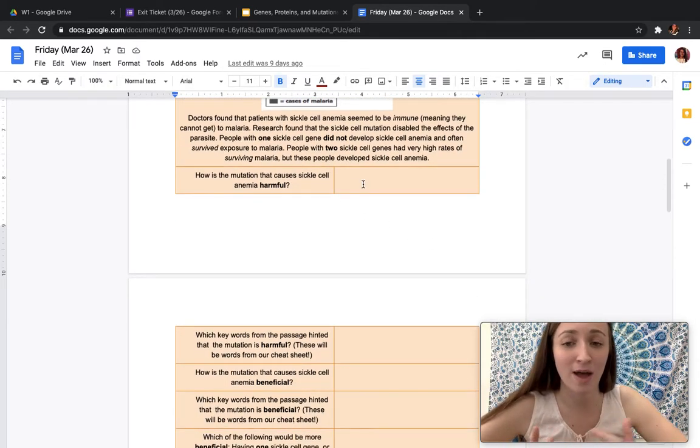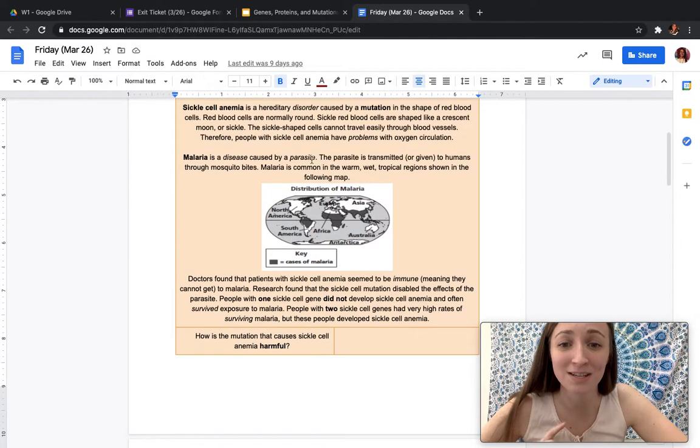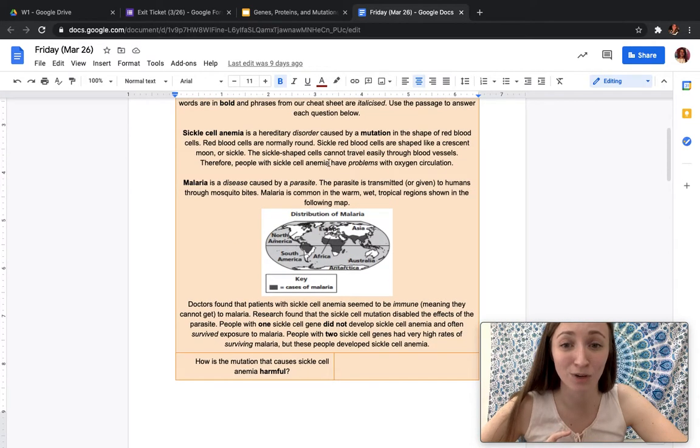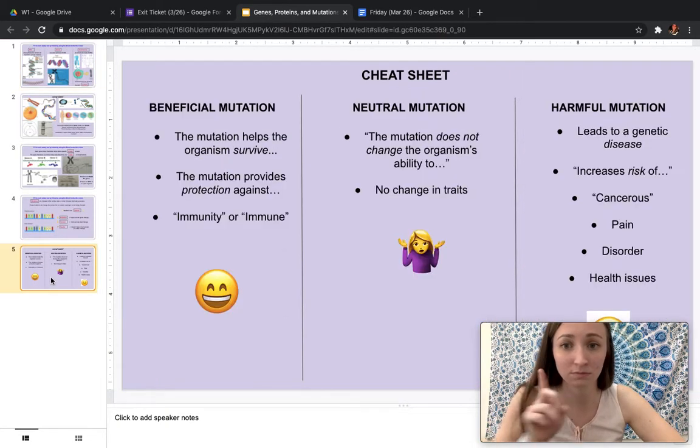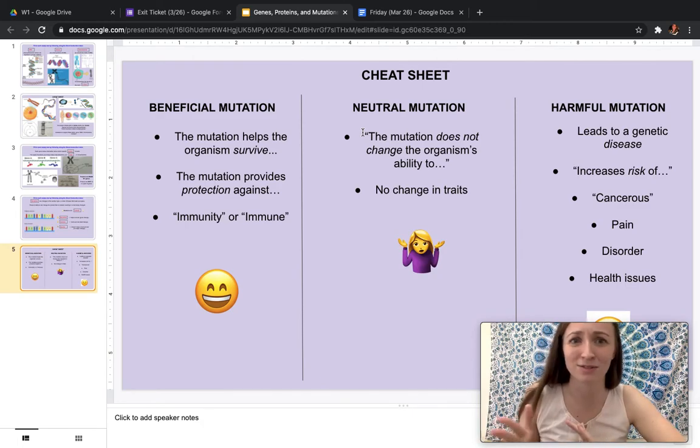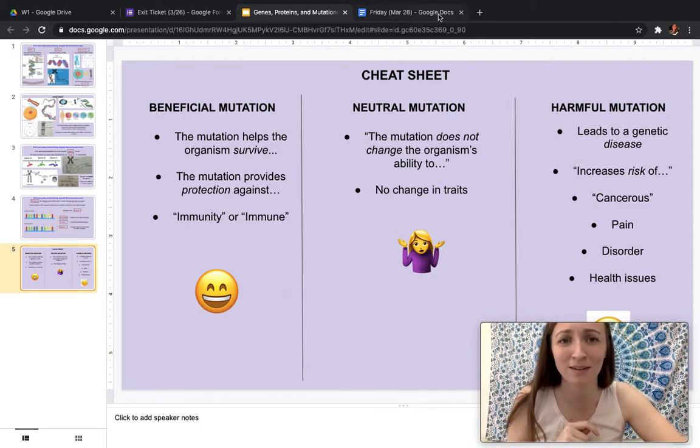So, what these questions are going to ask you to do. First, it's going to say, okay, how is this mutation that causes sickle cell anemia harmful? And remember, I put the key phrases and words in italics that come straight from your, wait for it, cheat sheet. That's going to help you figure out, okay, how do I know it's harmful? How do I know it's neutral or beneficial? So definitely pull this up, use it. I kind of give you the answers in this. So I would definitely use it.